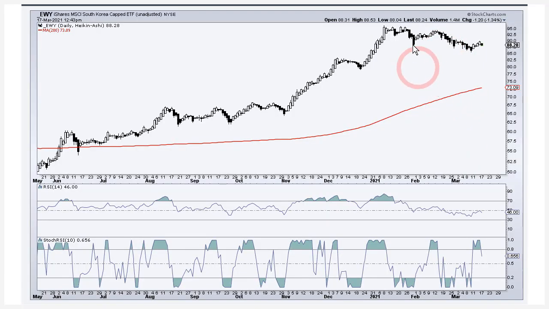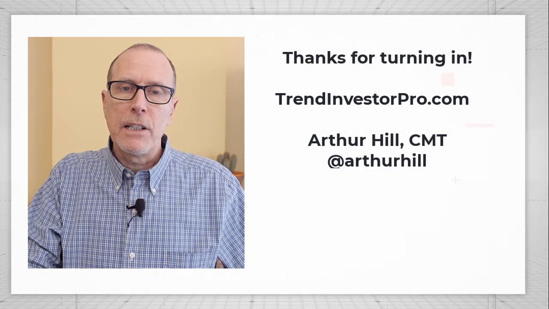And real quickly, I've got one more that's setting up similarly, and this correction is not as deep, and it is the South Korea ETF. So you can see where the Chinese ETFs corrected pretty hard. The South Korea ETF corrected fairly mildly and looks like it's trying to turn up, and so a breakout there would be bullish.